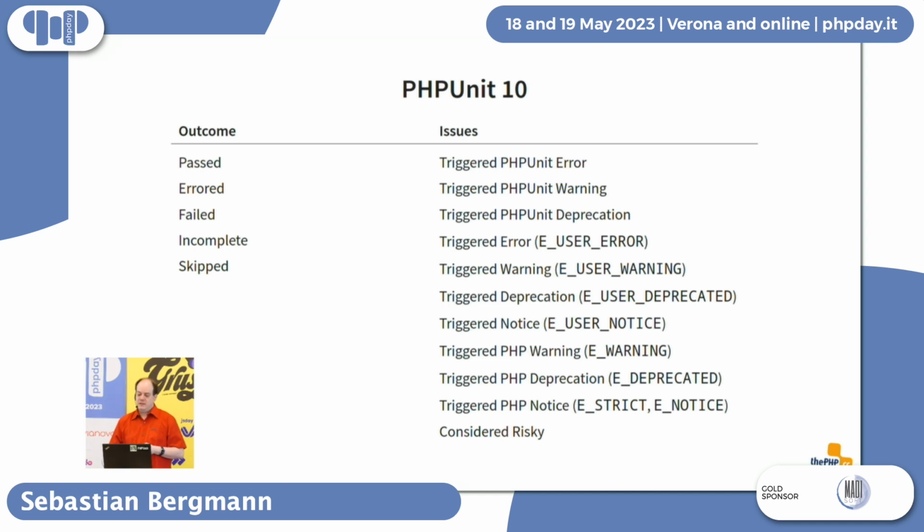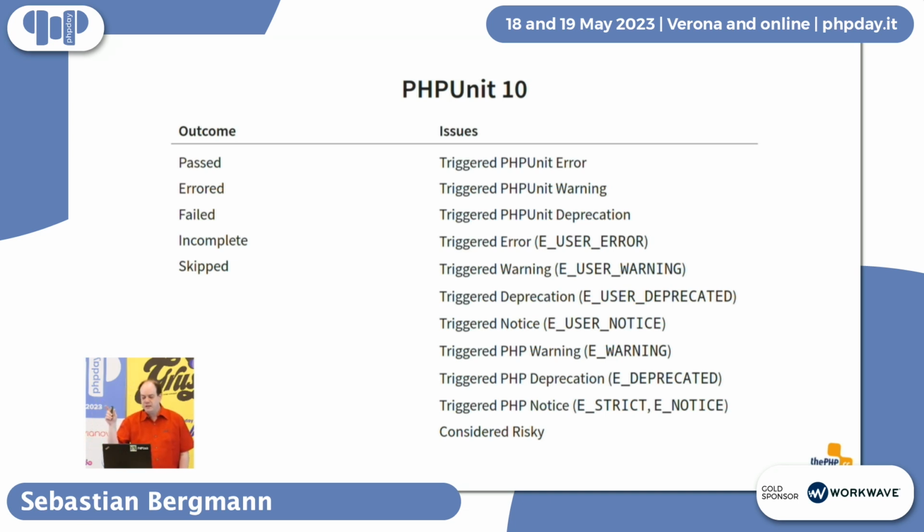PHPUnit 10 added the concept of issues to the concept of outcome. So now we have only passed, errored, failed, incomplete, and skipped as outcome. But there are a lot of issues that can occur while running a test, and all of these issues can occur whether or not the test passed or failed or errored. So you can have a test that is successful, but it triggered a PHPUnit warning because something was wrong.